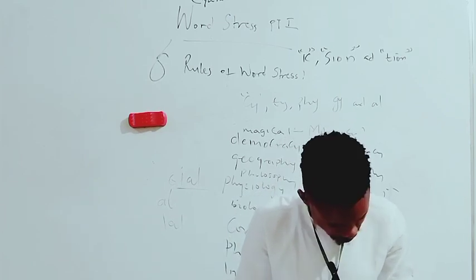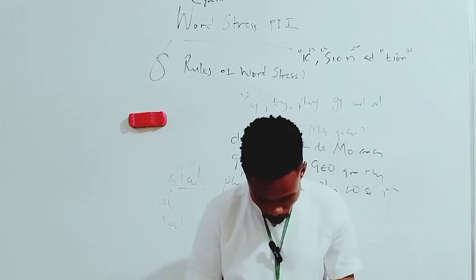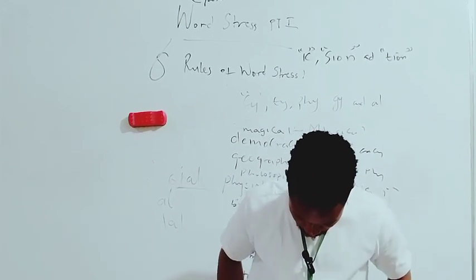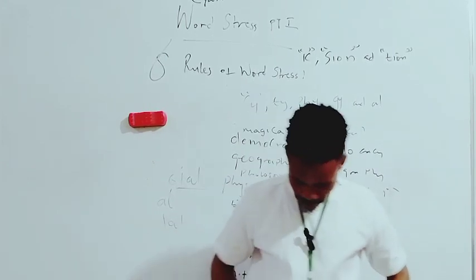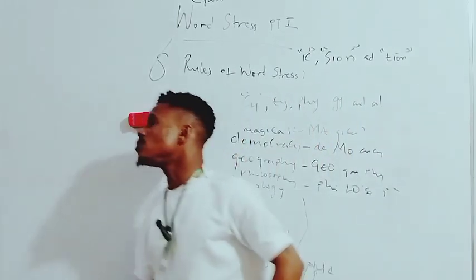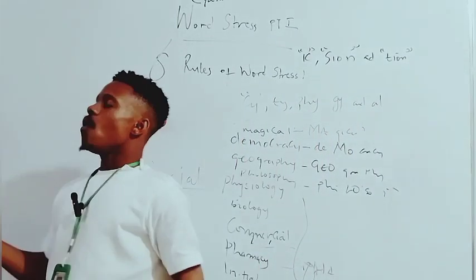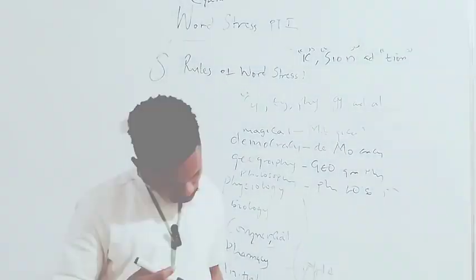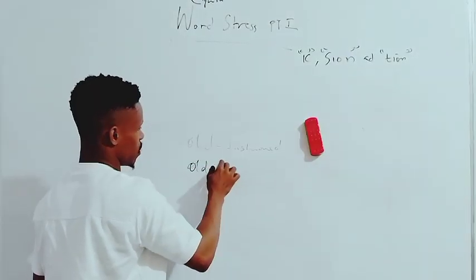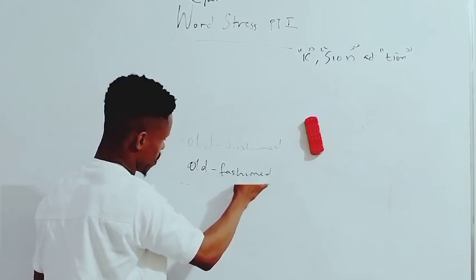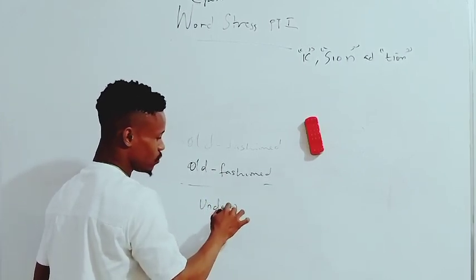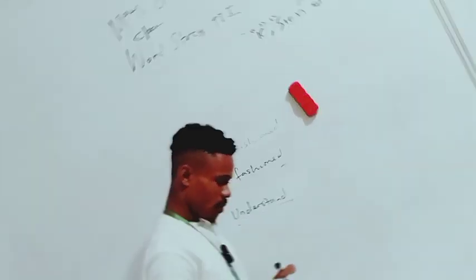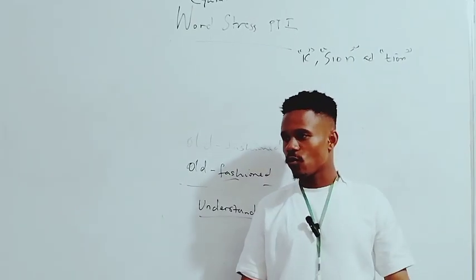The next rule, compound adjective and verb. In most compound adjectives and compound verbs, the stress is on the second word. Example, old fashioned. How many of you know that this is two words? So where do you stress? Those are the primary basic rules.